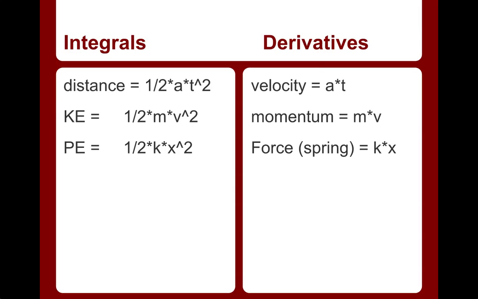Or if you have a capacitor with a charge on it, the charge equals the capacitance multiplied by the voltage across it, and the potential energy stored in the capacitor is 1/2 times the capacitance times voltage squared. So the potential energy is the integral of the charge on a capacitor.